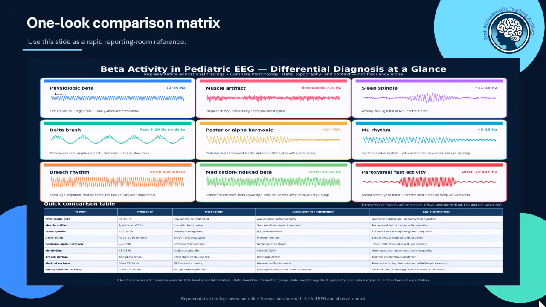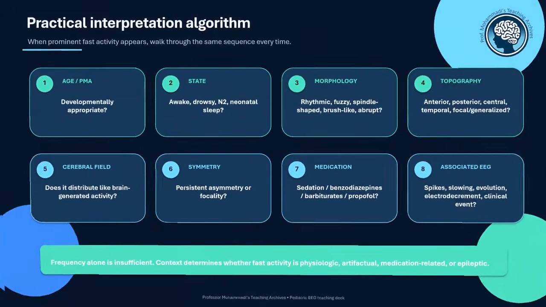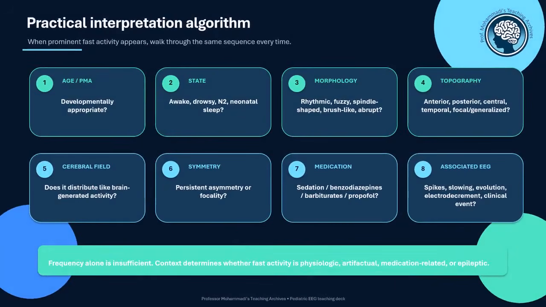Breech rhythm is focal, sharply contoured, and associated with a skull defect. Medication-induced beta is usually more diffuse and abundant than physiological beta. And paroxysmal fast activity has abrupt onset and termination, stereotypy, a cerebral field, and possible ictal evolution. When several patterns appear similar at first glance, the most useful discriminators are usually morphology, topography, reactivity, state, and clinical context. Next slide, please. A standardized approach reduces interpretation errors when prominent fast activity appears.